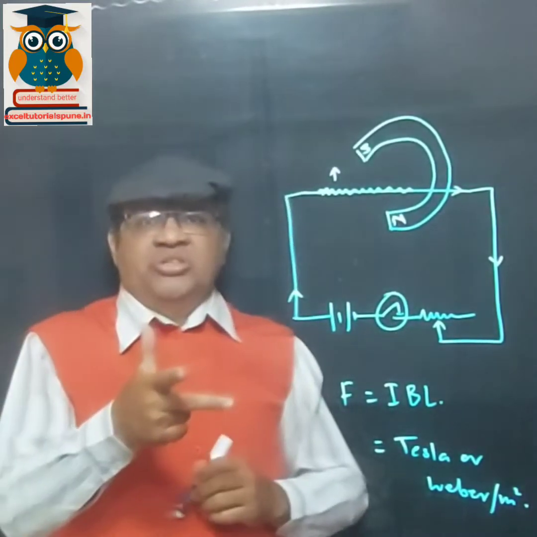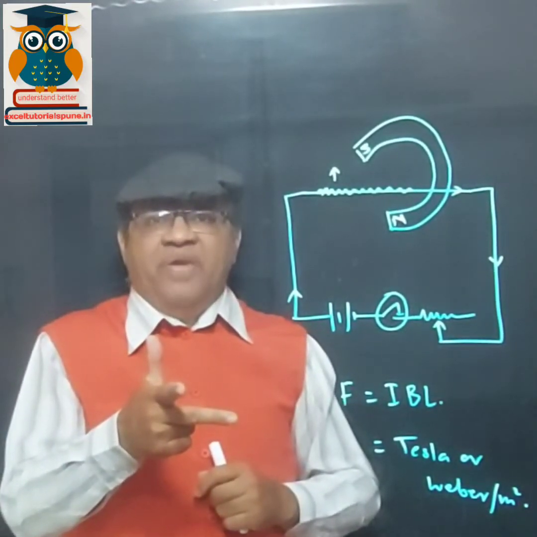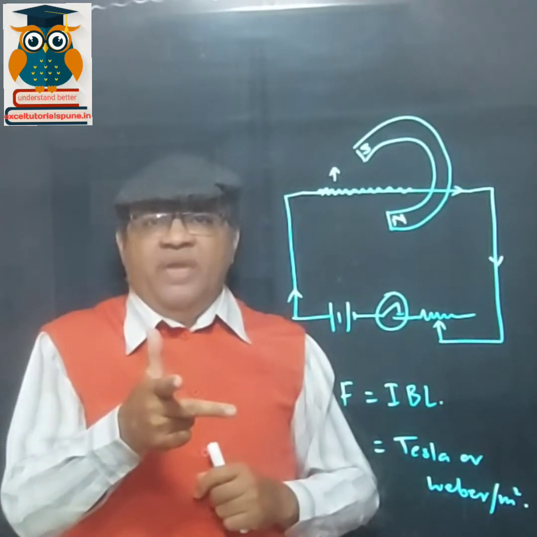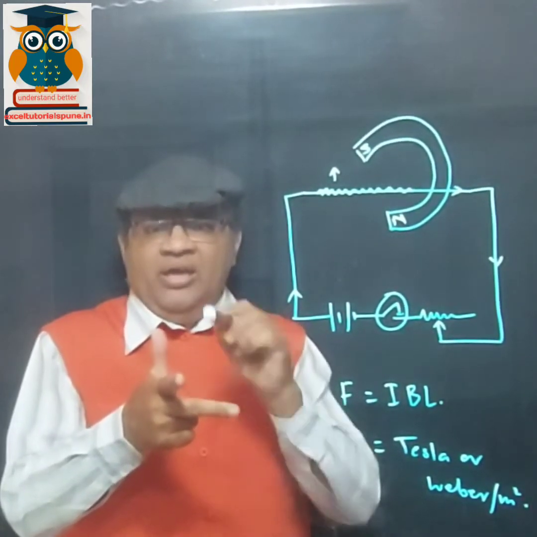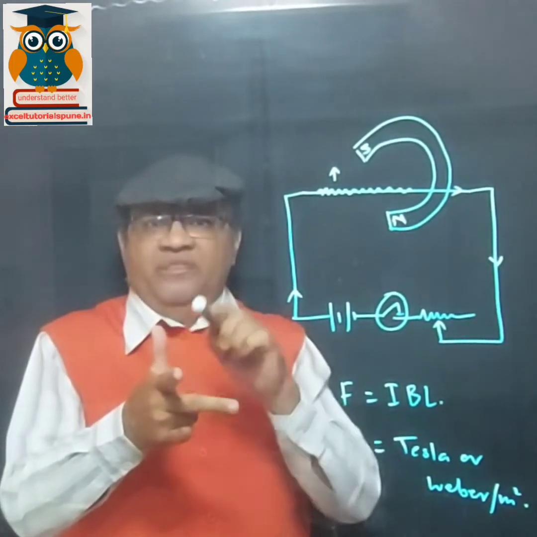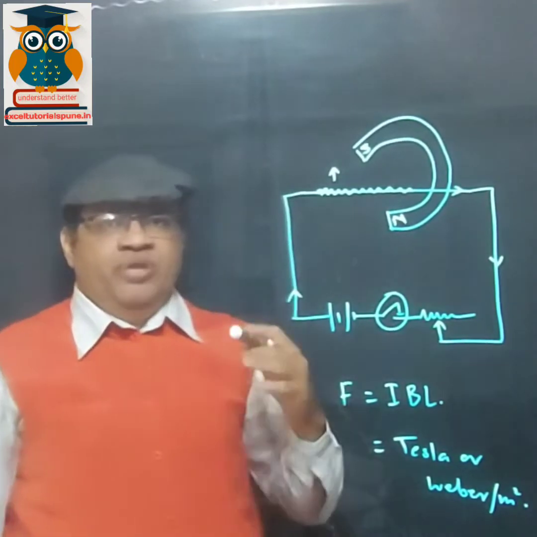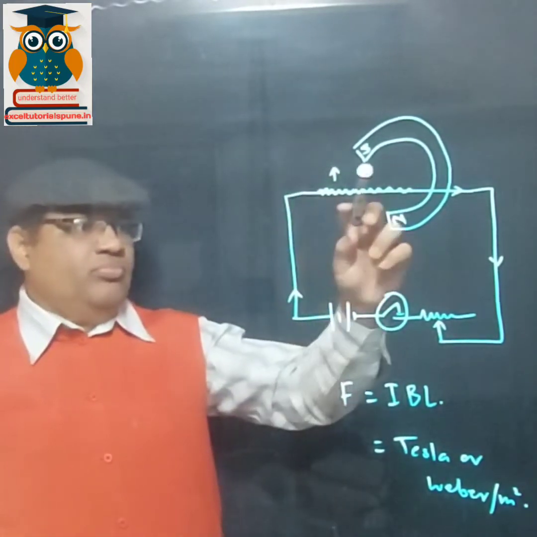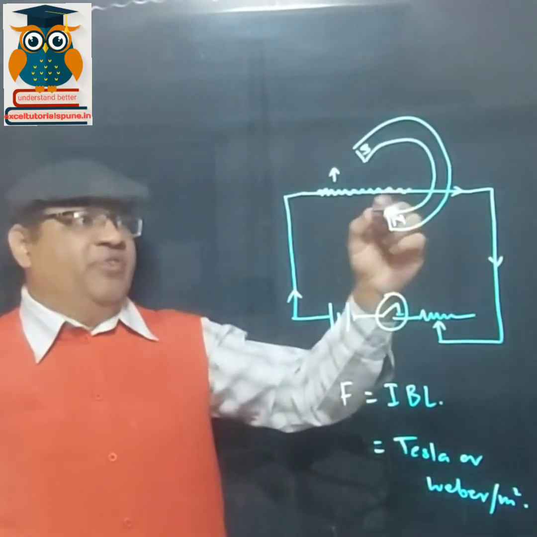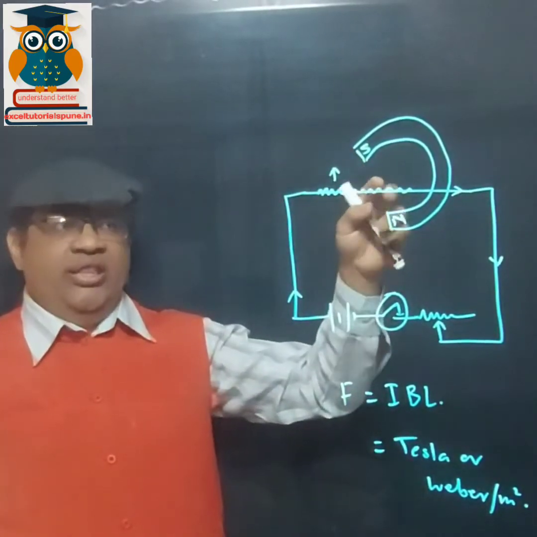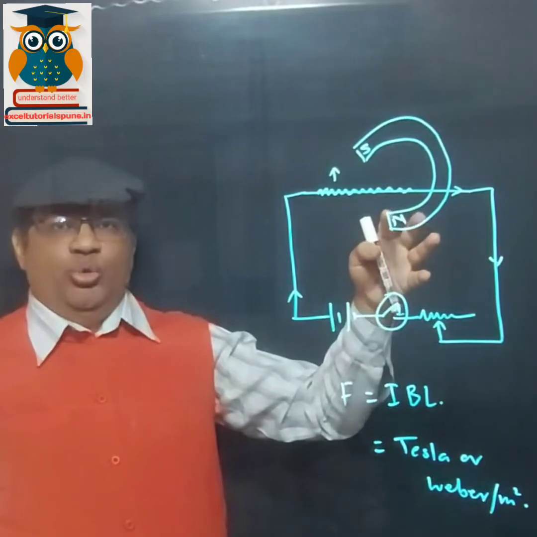I imagine this to be FBI. I am the FBI, so I am holding a gun like this. F is the force, B is the magnetic field, I is the current. So you can learn it that way. Whenever the current is moving this way, the magnetic field is perpendicular to it and the force acts on it. They always have to be perpendicular to each other.